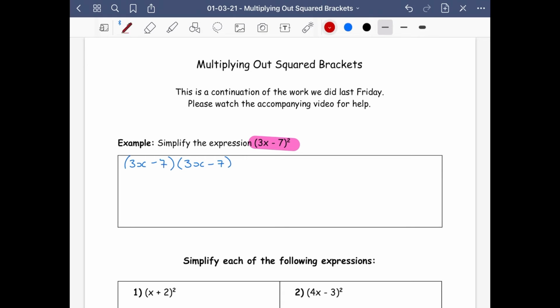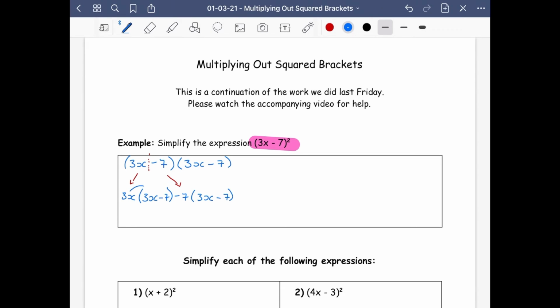Now on Friday we went with the method of splitting the first bracket in half. So that means we get 3x and minus 7. And then beside each of those we write in the second bracket. Then we're going to multiply these out.